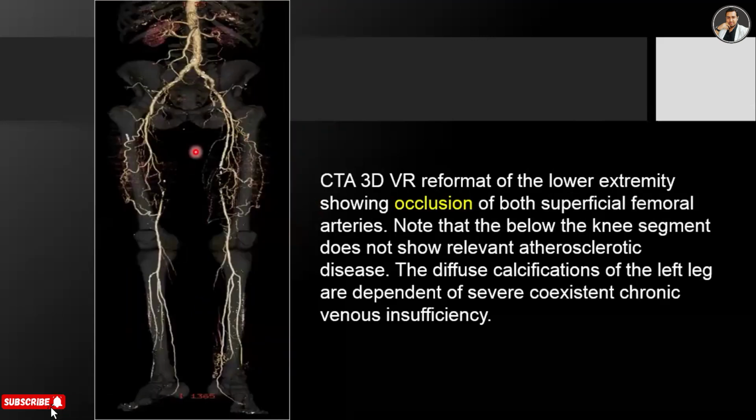And now the abnormal case. This is showing an occlusion of both superficial femoral arteries. Here we can see that the femoral arteries are occluded or narrowed. There is a gap because of the occlusion.